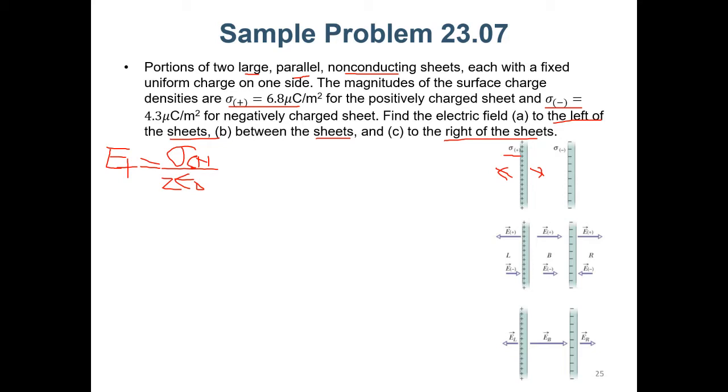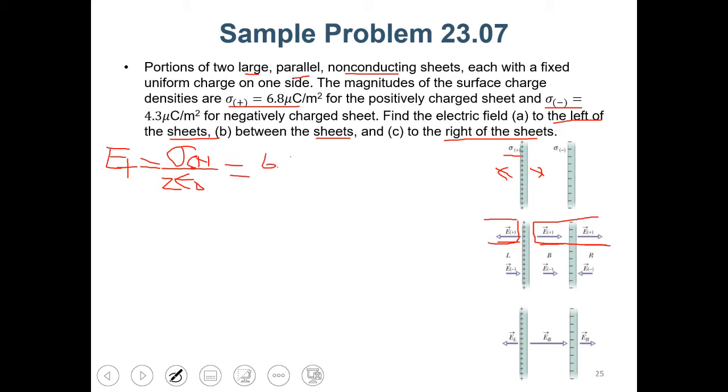So E plus will generate E field pointing to the left for the left side and pointing to the right for the right side. You can ignore this one. Pretend this one does not exist. So you can consider E plus is pointing to the left for the left side, and E plus is pointing to the right for the right side. So this one you can just substitute the numbers.